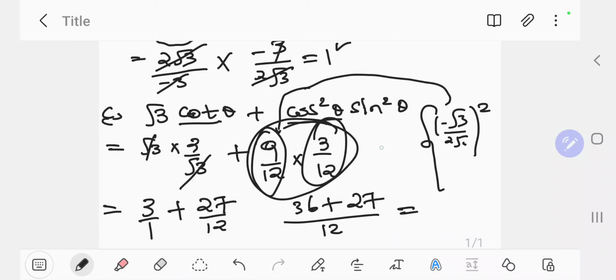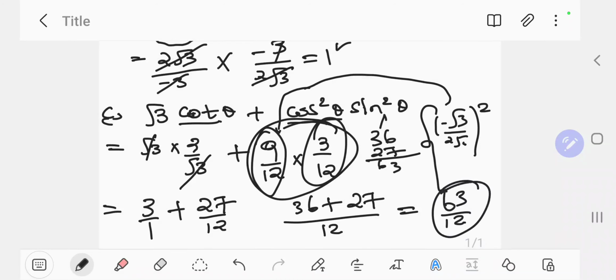Remember they said without using a calculator. 36 plus 27, 6 plus 7 is 13, 1 this side, is 63 over a 12. 63 over a 12 is going to be the answer there. So let's see how we're going to mark this one. We've got 1 mark for that. We've got 1 mark for finding that. We've got 1 mark and 1 mark. Another 4 marks in the bag.